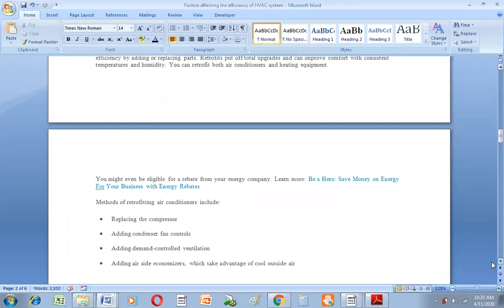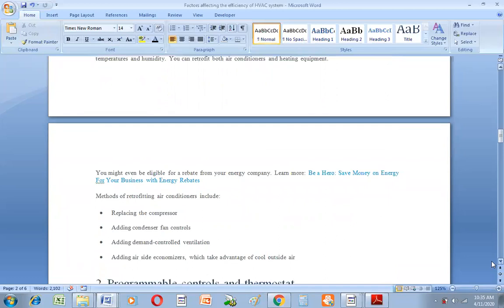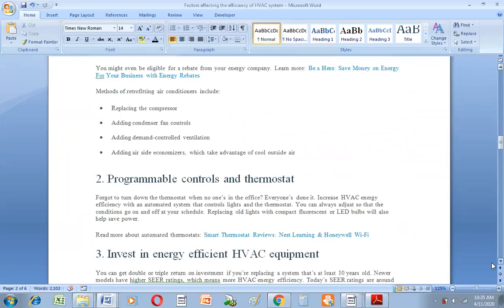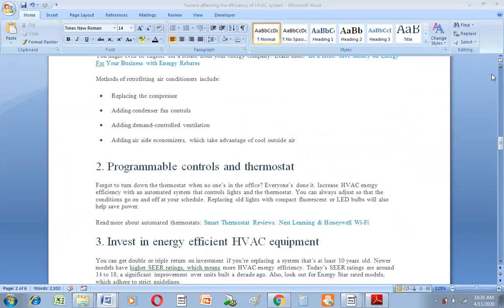For example, if there is an earlier compressor which is less efficient, then we can remove it and fix an energy efficient compressor in which an energy efficient motor is used. Adding condenser fan controls, adding some demand control ventilation, and adding an air side economizer are some things which can increase the efficiency of the HVAC system.